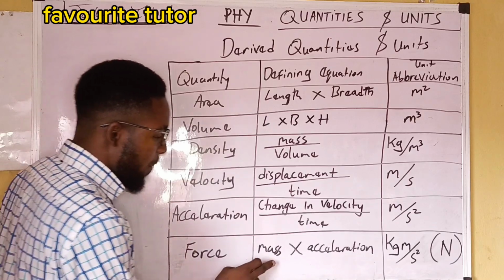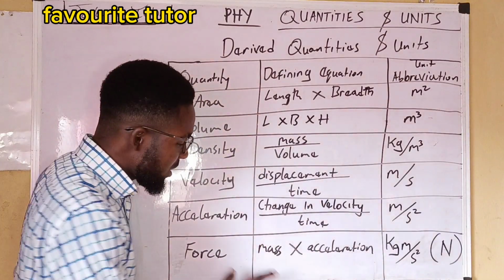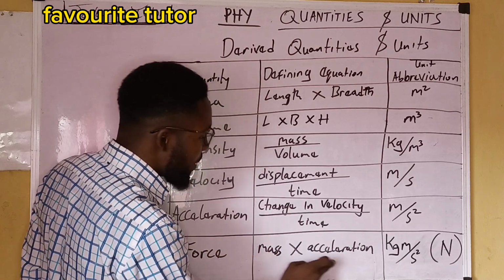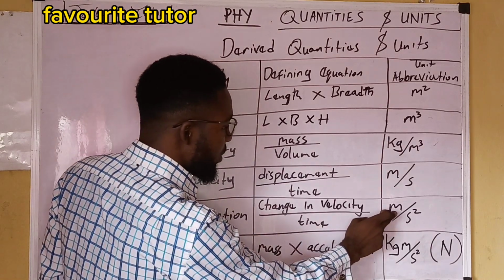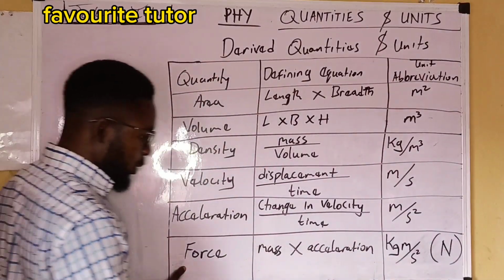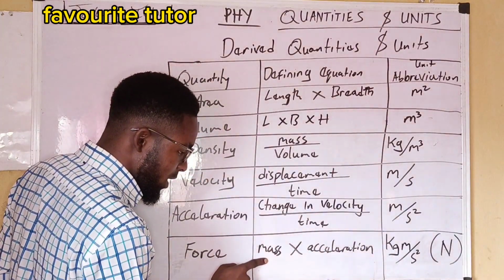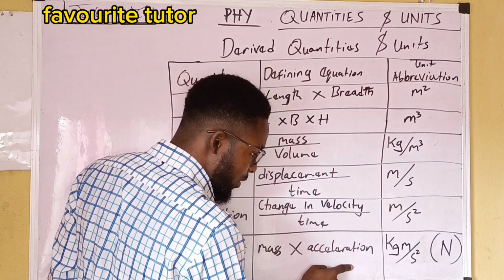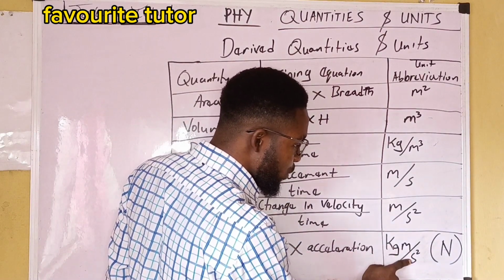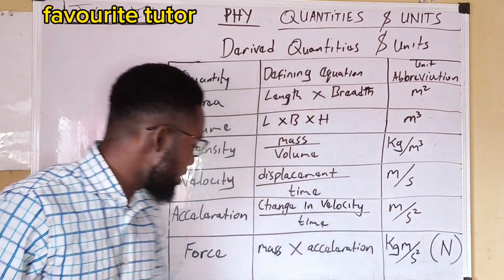The last but not the least, the last one I have right here is force. Force is mass times acceleration. From the fundamental quantity, the unit of mass is kilogram, while acceleration is meter per second square. So the unit for force should be kilogram meter per second square. Or we use the name Newton for force.